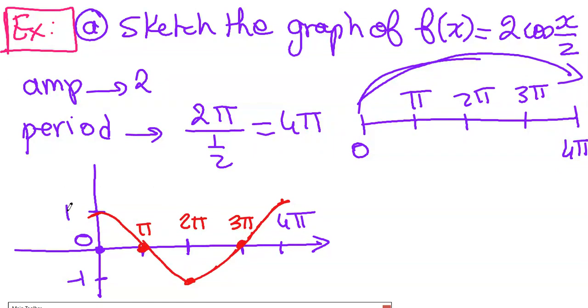Since the amplitude is 2, I'll start by 2 and minus 2. It's not 1 and minus 1. So it's 2 and minus 2. And then we know that cosine starts from up here, not from 0. So I'll start from this point, I'll go down, and then I will go up. Okay, excellent. This is my first question.